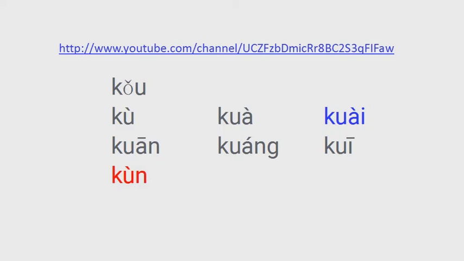Kun has the combination of alphabets UN form. So, Kun is pronounced as Kun. Kuo is pronounced as Quo. Please compare the pronunciation of this Kuo with Kou before.